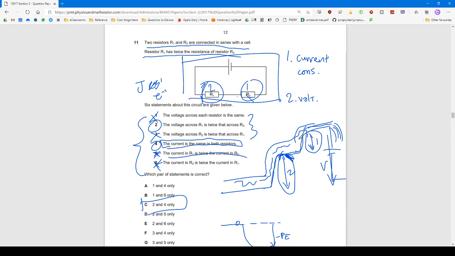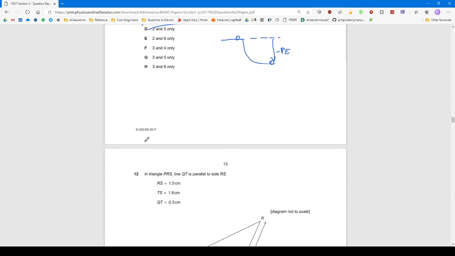Anyways, hopefully that made a little sense. The key to speed, at least in this one, was realizing that you can eliminate other parts of this without even thinking about it from the physics perspective. Okay, let's move on.